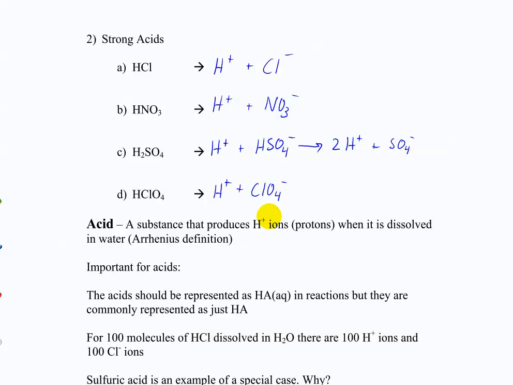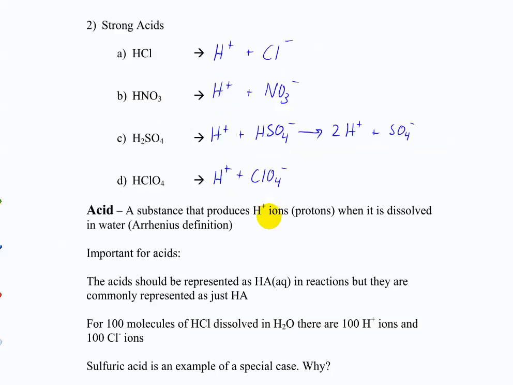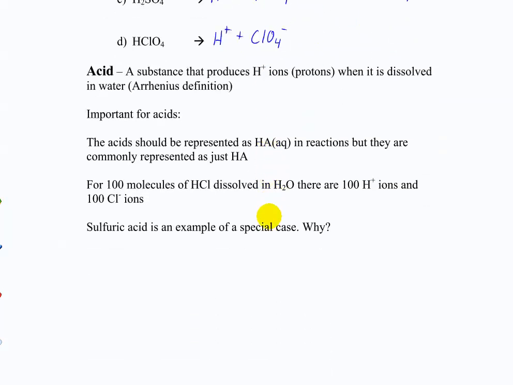We're going to talk about some different definitions of acids throughout the semester. The first one is the Arrhenius definition, the least general, and it says that a substance that produces H plus ions when it is dissolved in water is an acid. Okay. That's fine, that'll work for us for a while, but we're going to meet some things that don't necessarily fit that definition.